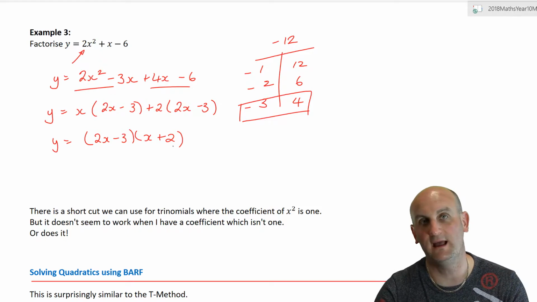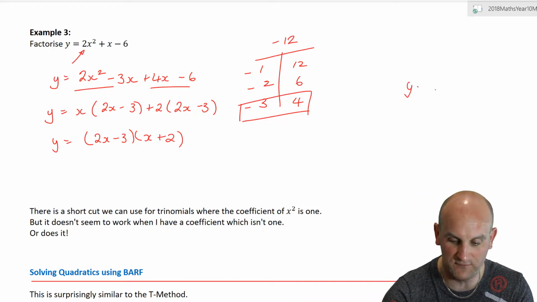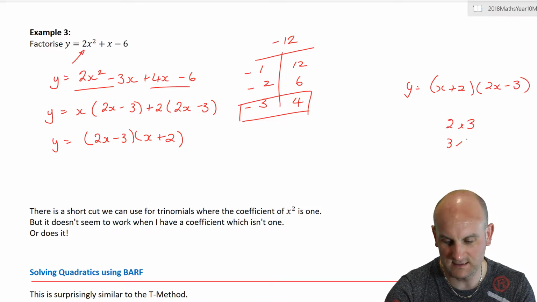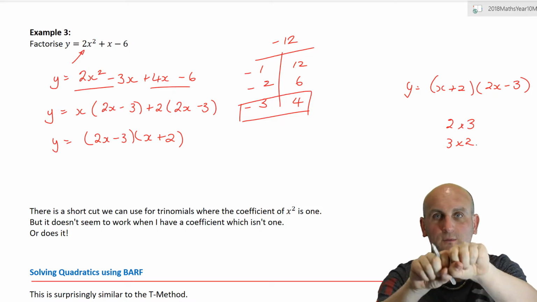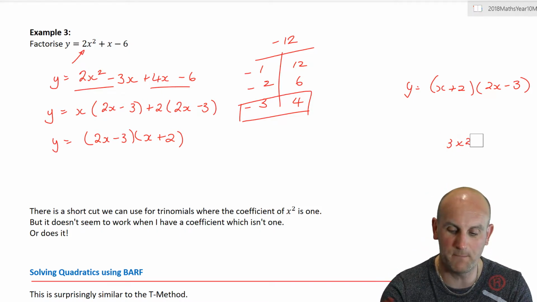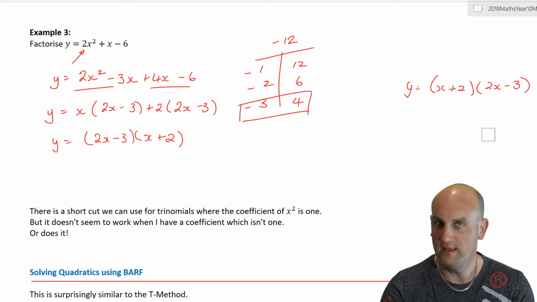Now, as a side note, that could have been written the other way around. That's just as valid to write (x plus 2)(2x minus 3), because 2 times 3 is the same as 3 times 2. And with multiplication, we can swap the things around, so long as we keep that in brackets. Now, that was the T method.